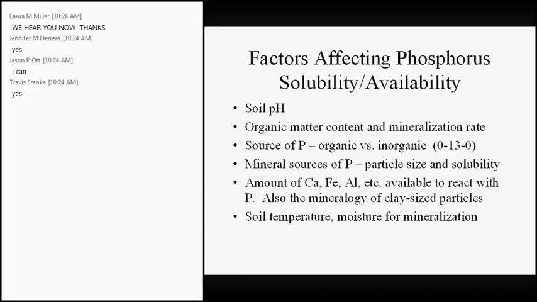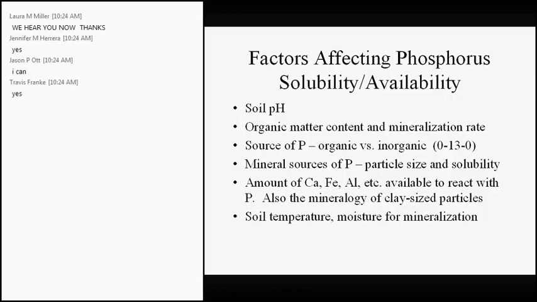So if we have a good organic matter content and we have good carbon to nitrogen ratios especially, then we're going to have a net mineralization. So the carbon to nitrogen ratio would be 20 to 1, where we would have that net mineralization, and we'll have a net mineralization for phosphorus at that point.